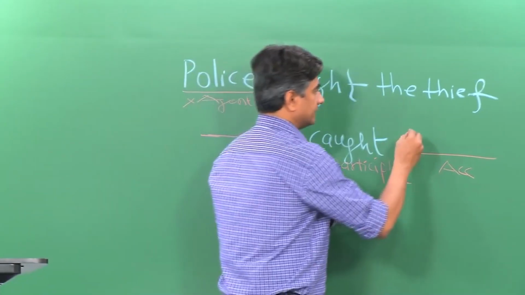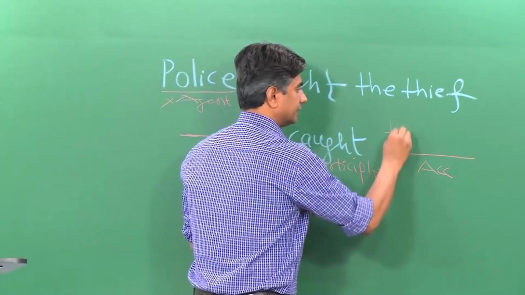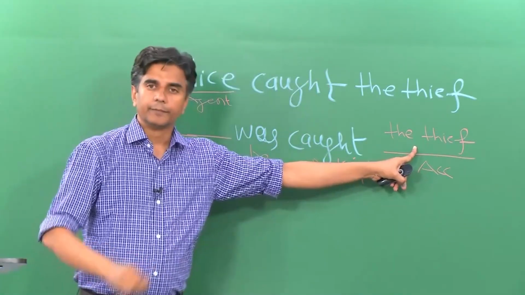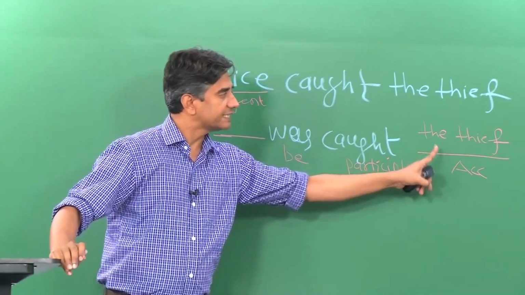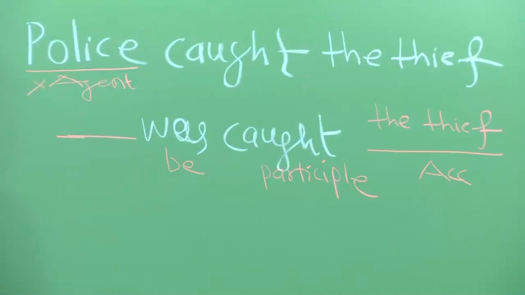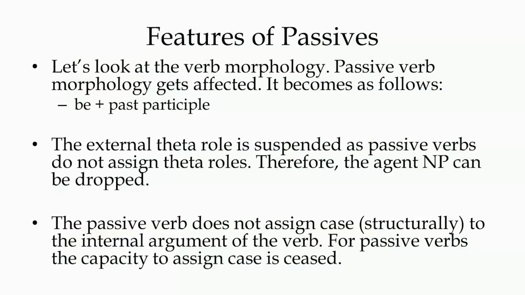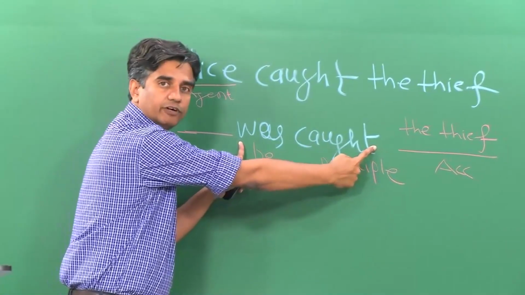So what is the object of the verb here? The thief. Now, this NP is not going to be allowed here because it is not going to be case assigned by the passive verb. All right? So, as features of passives, as you see on the screen, the passive verb morphology gets affected, and compared to the active sentence, this is what we get as the passive verb.